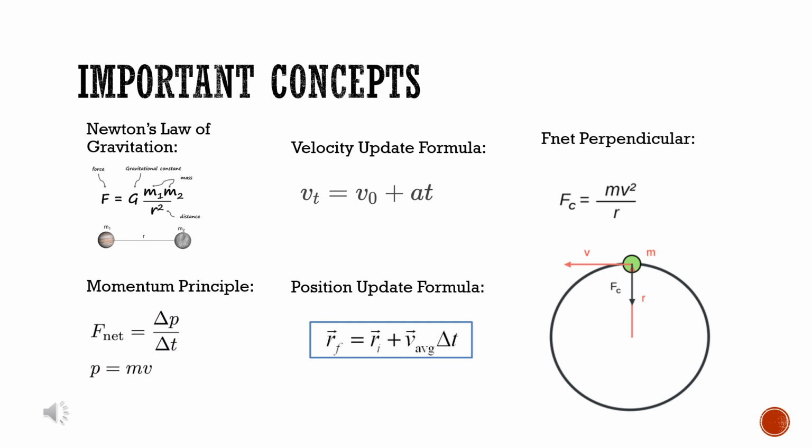So here are some important formulas that we'll be looking at in this lab. One of them includes Newton's law of gravitation, which shows F equals G m1 m2 over r squared, where G is the gravitational constant, m1 and m2 are the masses of the planets respectively, and r is the distance between the two planets. We'll also be looking at Newton's second law of motion through the position update formula and the velocity update formula. And we're also going to be looking at the momentum principle, which is shown with the change in momentum divided by the change in time. And last but not least, we're going to look at a new formula, F net perpendicular, which is represented by F equals m v squared divided by r.